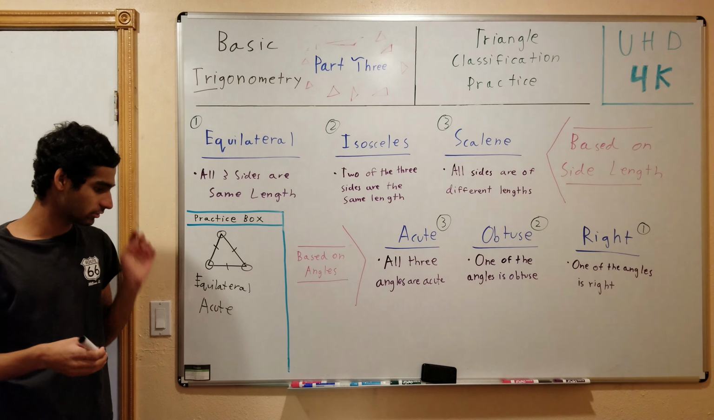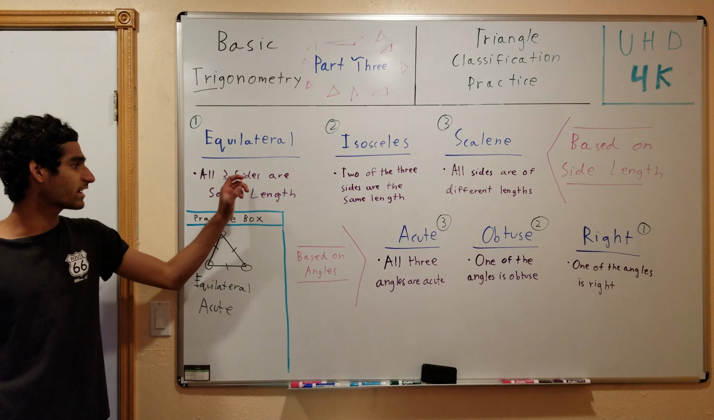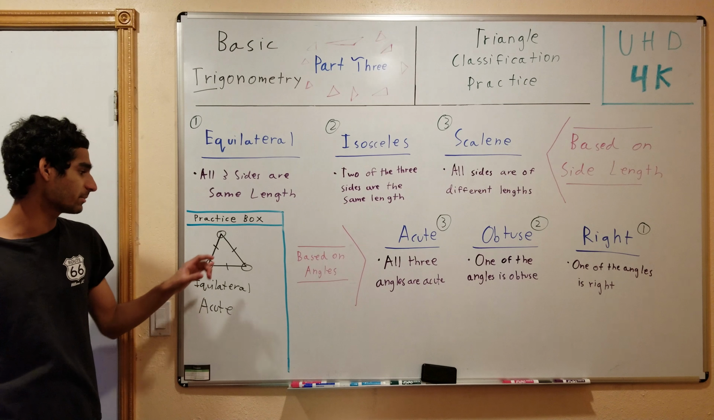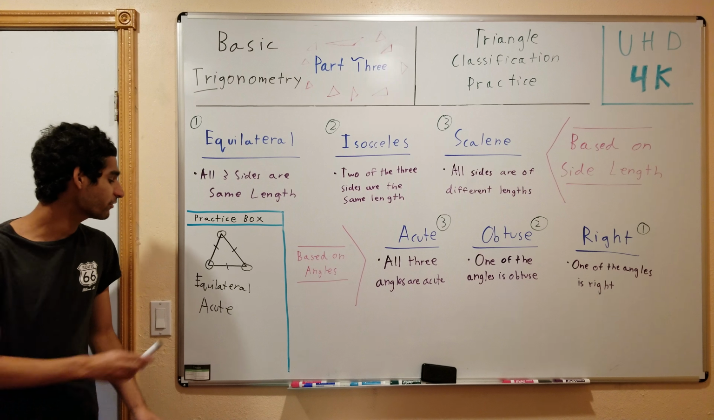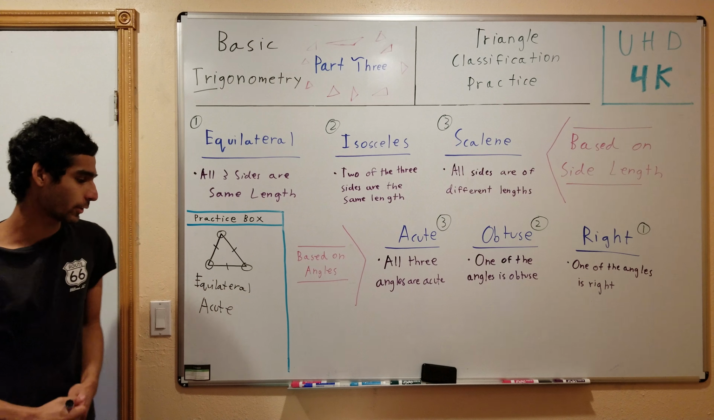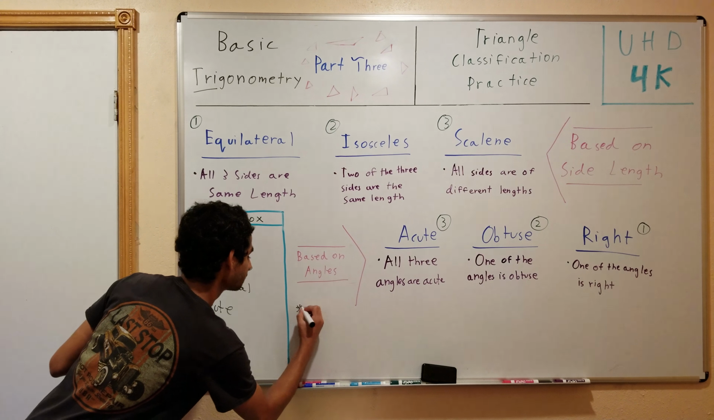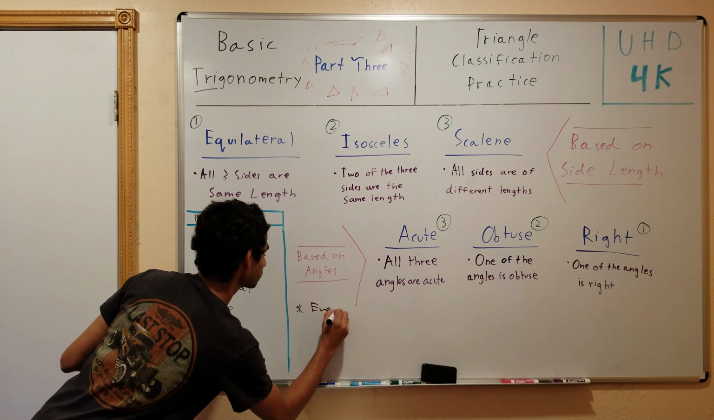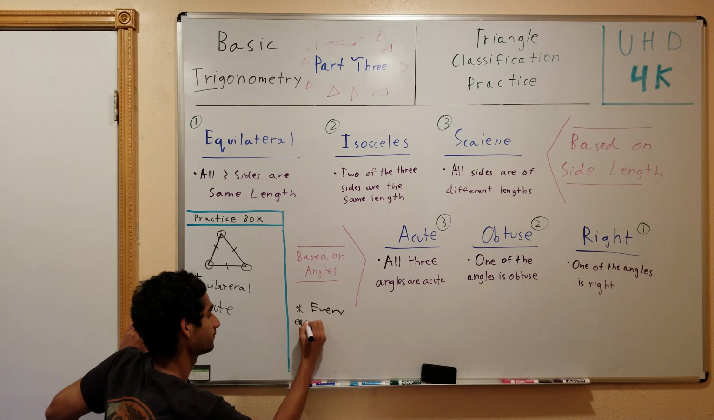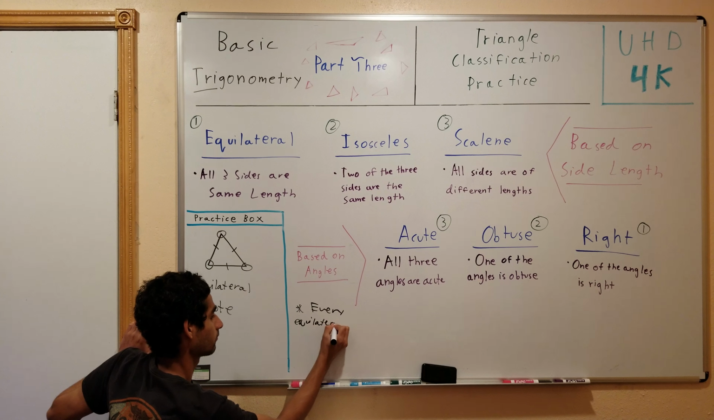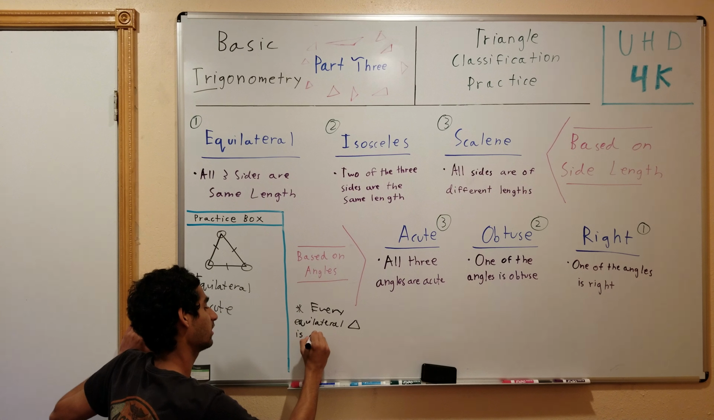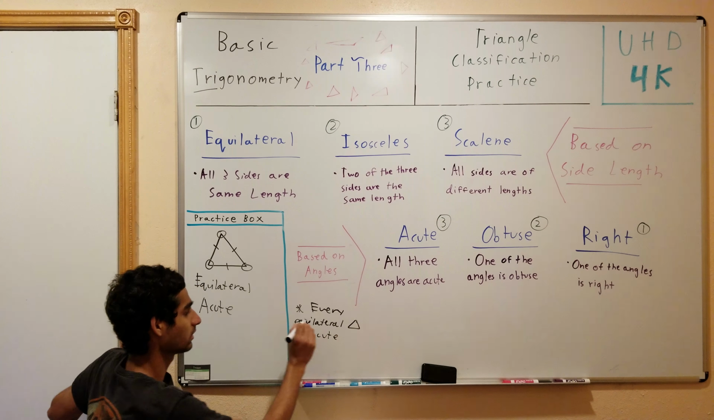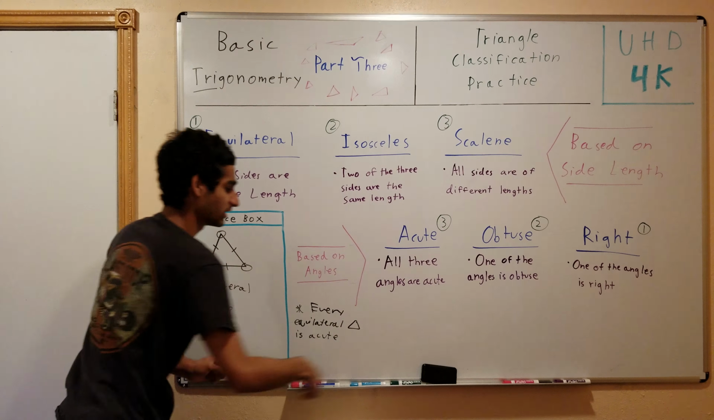And by the way, just to let you know, since all three sides of an equilateral triangle have to be of the same length, that means every equilateral triangle looks like this. So that means every single equilateral triangle is acute. So just put that over here. Every equilateral triangle is acute. Something to note.